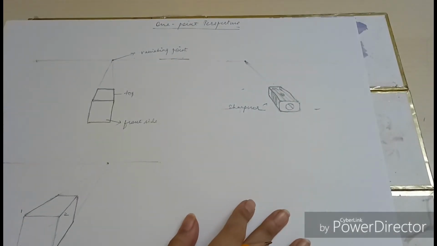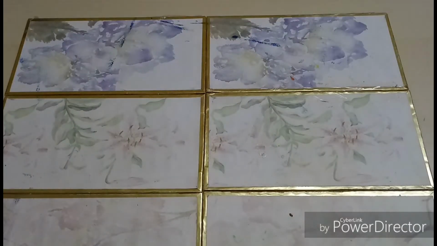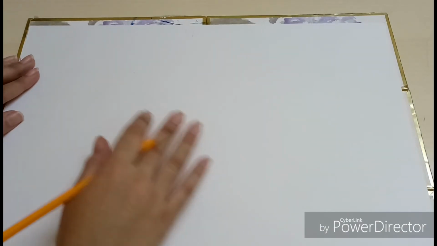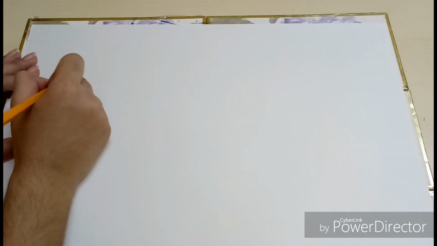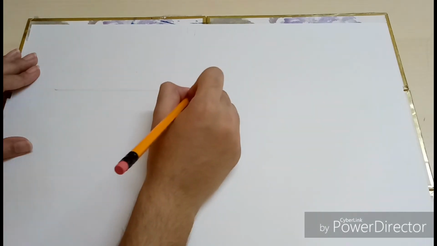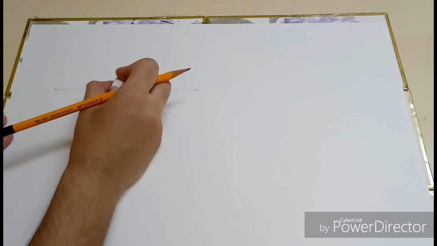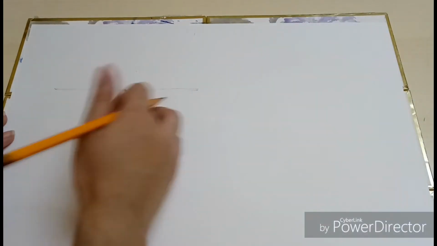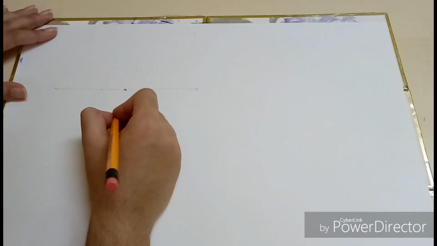Okay. Now let's take another page. I'm going to show you different views of a cube in just one figure, in just one drawing only. Let's take a reference point. Suppose this is your point, this is your vanishing point. Now in this vanishing point I'm going to draw different cubes.